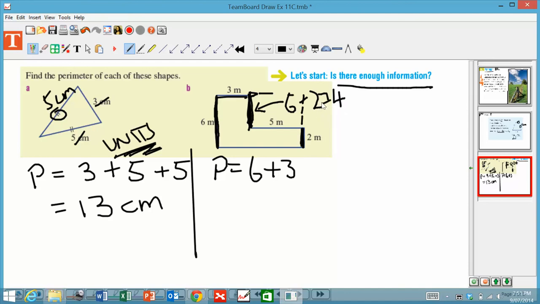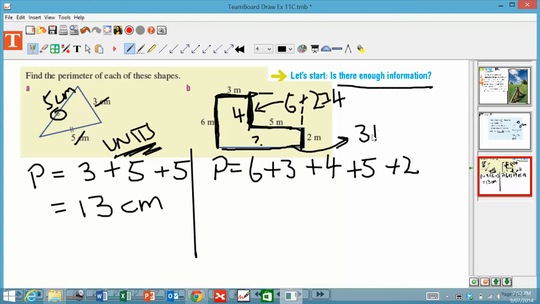This pen's not working for me very well at all. Alright, so this length in here is 4, so 6 plus 3 plus 4, plus this one which is 5, plus that one, 2, and nothing here, so we don't know this one either. So what information do we have? Well, we know this is 3 and this is 5. So that length at the bottom must be the 3 to there plus another 5, which gives us 8 centimeters. So that last length is 8 centimeters.